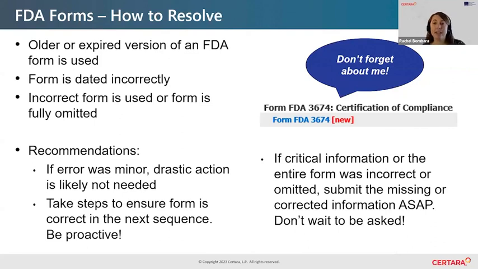An instance where I commonly see this happen is with the 3674 form. This is required with types of submissions for clinical information, and there are moments where it can get missed. So I highly recommend making sure you have that information, and again, follow up to submit it if it was missed.